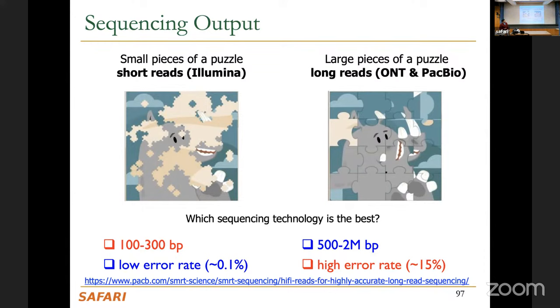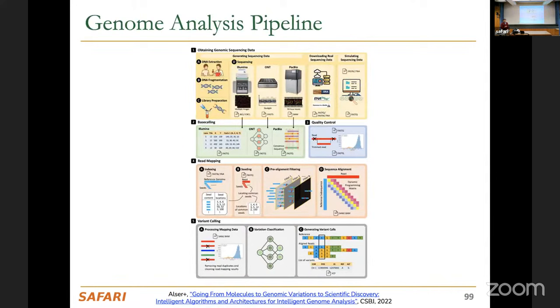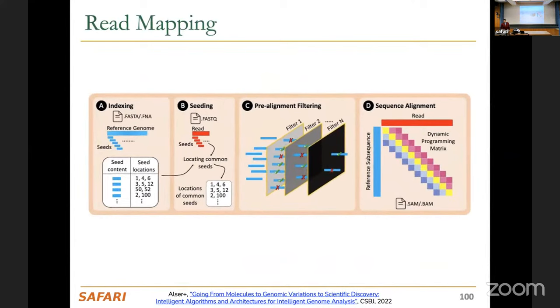Actually, even recent techniques can achieve up to 99.9% accuracy with these long reads. So basically, they have these trade-offs: some reads are short but very accurate, some reads are long but, let's say, less accurate. So this was the part we were trying to explain about DNA sequencing technologies. So let's go to the next part in the genome analysis pipeline, which is the read mapping step.